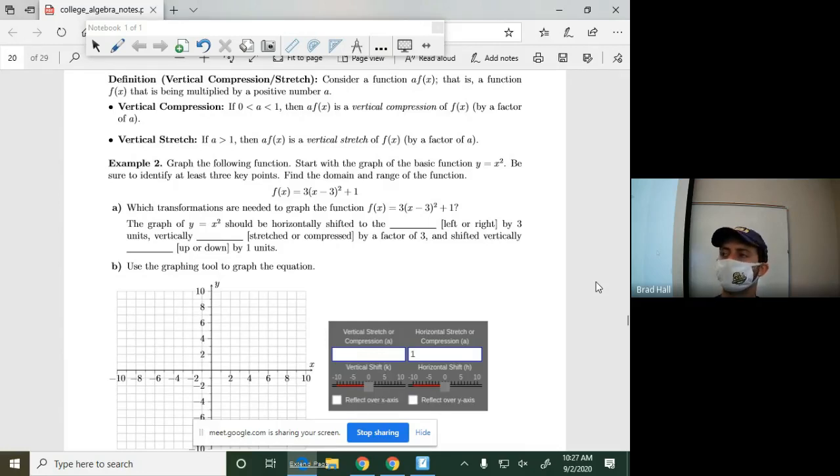And there's two types here. There's vertical compression. So you can see vertical compression is when you multiply by a really, really small number, a number between 0 and 1. That would be a compression. Like 1/2, for example. If you multiply it by 1/2. Vertical stretch would be, well, if you multiply by anything bigger than 1. That's a stretch.